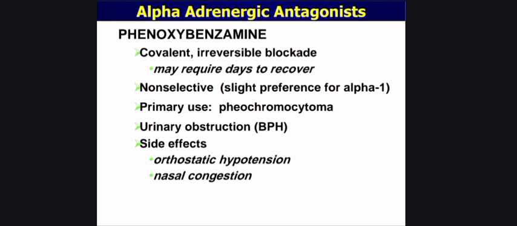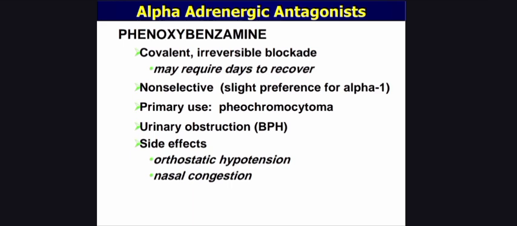So let's start with the first one, phenoxybenzamine. Phenoxybenzamine is a non-selective antagonist of the alpha adrenergic receptors, although it has a slight preference for alpha 1. What's special about phenoxybenzamine? It is an irreversible blocker, so it's going to take hours to days to see its effect, because it binds covalently to the receptor.